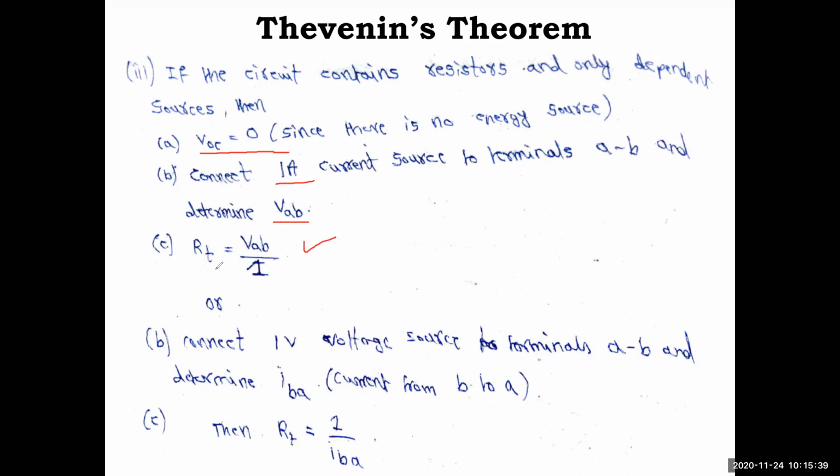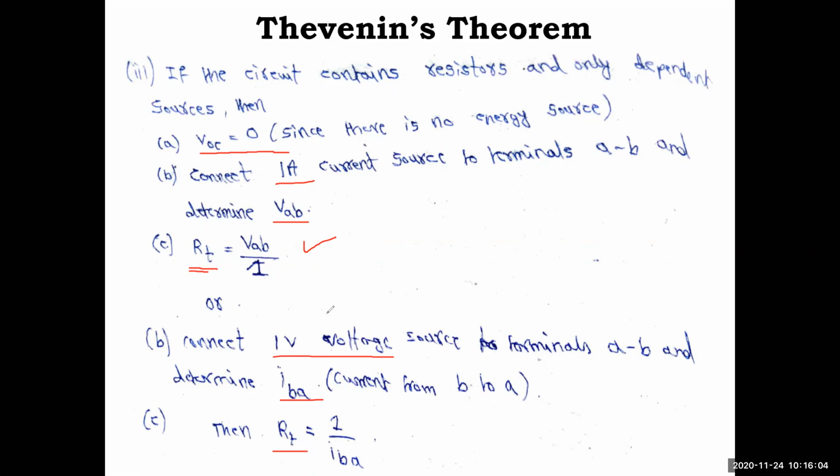Or in another method, you can connect a 1 volt voltage source and measure the current flowing from B to A. You find the B to A current, so you will again get voltage by current. Voltage is 1 volt, current is IBA. If you take that ratio also, you'll get the RTH. So clarify both these steps. One example with 1 amp, another example with 1 volt.